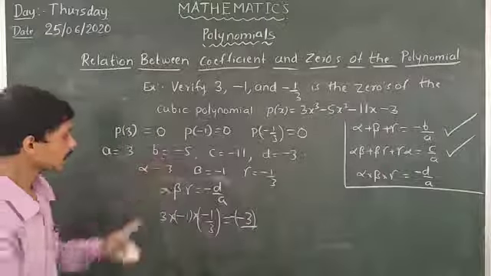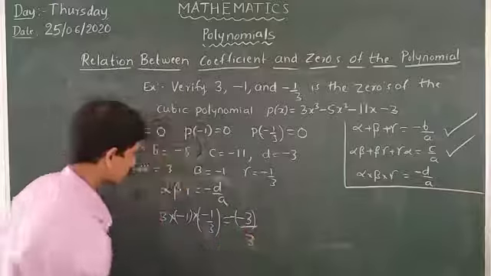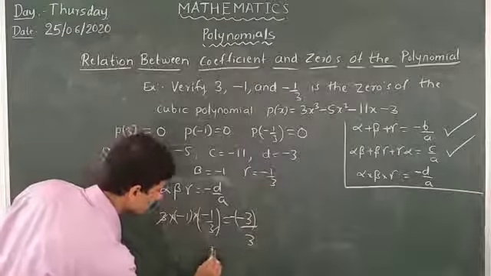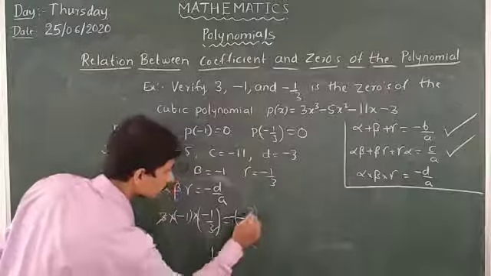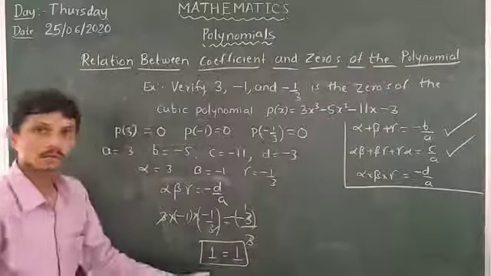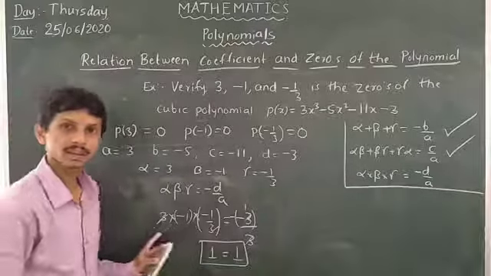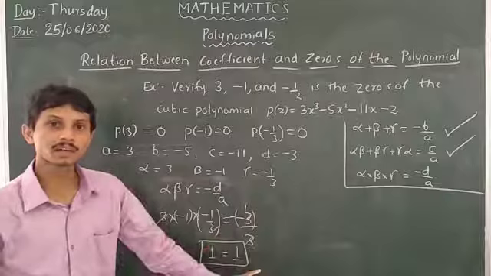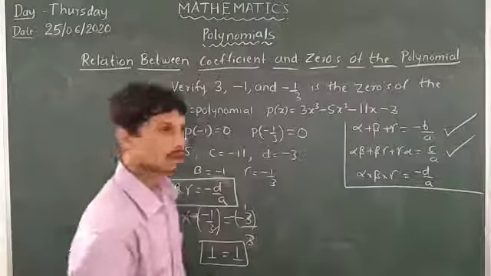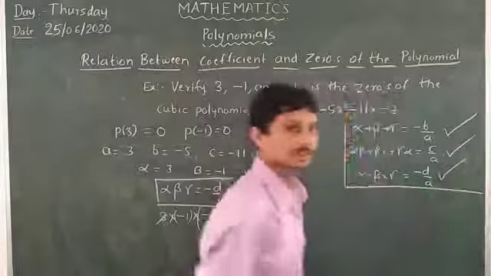a is 3. So here 3 into 1 over 3 into 3. Here minus into minus is plus 1, so we got 1 is equal to 1. That means the LHS side and the RHS side are both equal. That means the given formula is correct. So this formula is also right.